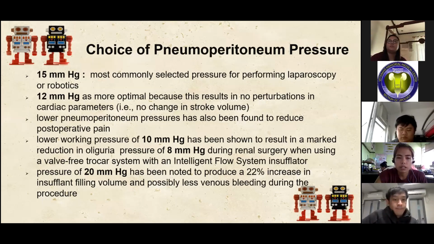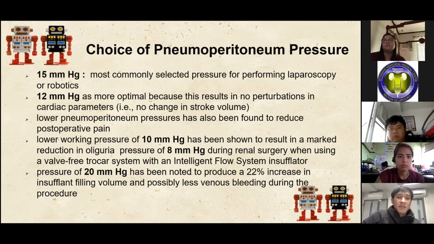shown to result in a marked reduction in oliguria. A pressure of 8 millimeter mercury during renal surgery when using a valve-free trocar system with an intelligent flow system insufflator, and a pressure of 20 millimeter mercury has been noted to reduce insufflant filling volume and possibly less venous bleeding during the procedure.